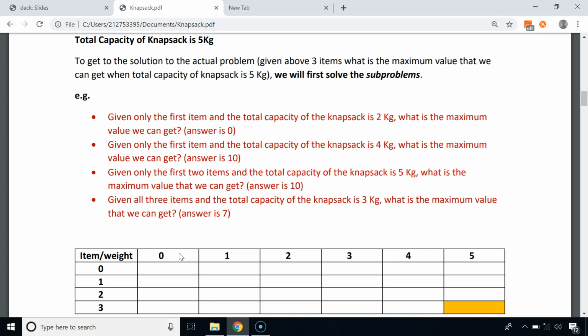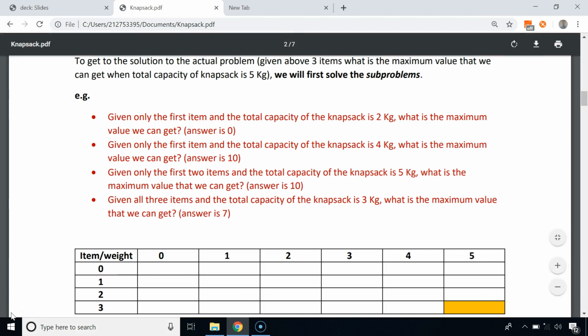Similarly, this column represents the solution to subproblems when the knapsack capacity is 0. And this column represents the solution to subproblems when the knapsack capacity is 1. And this column represents the solution to subproblems when the knapsack capacity is 2. And finally, this column represents the solution to subproblems when the knapsack capacity is 5.